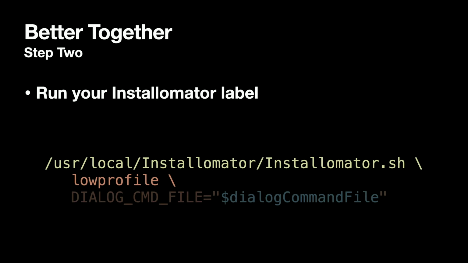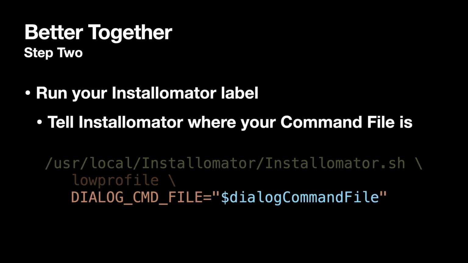So step 2, run the Installomator label. To do that, I'm giving the path to the Installomator script. I'm telling it what application I want to install. And I'm passing one additional argument this time. I'm telling Installomator, here's where my dialog command file is. Tell Dialog what to do.